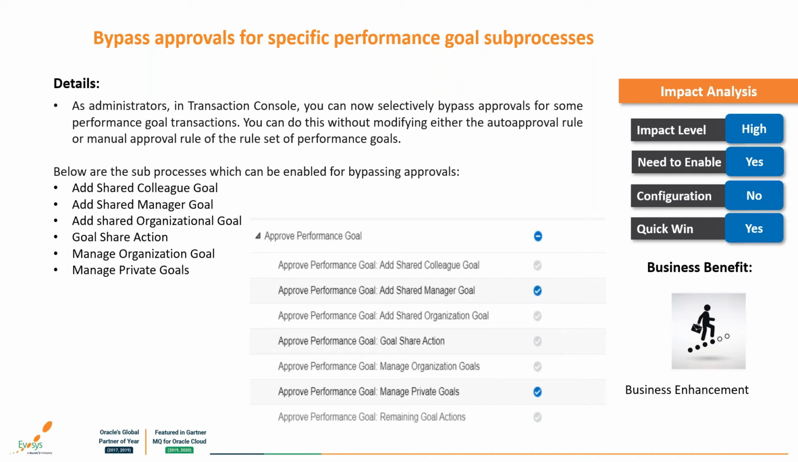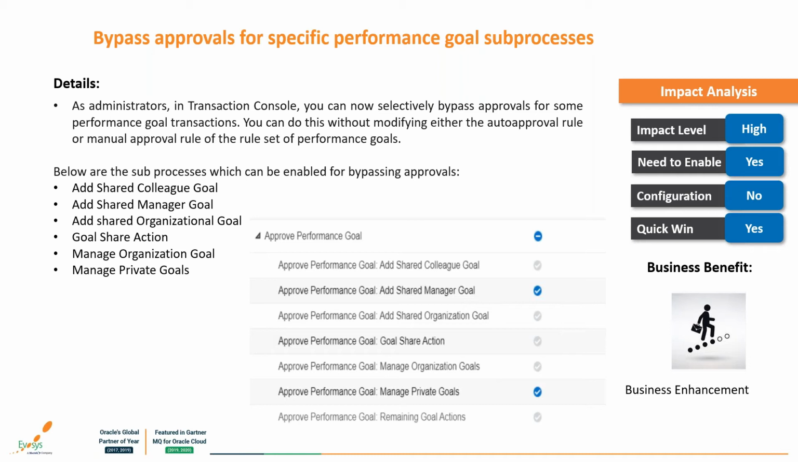The next one is similar to the development goal: we have sub processes for performance goal approval as well. As you can see here, we have these sub processes for bypassing approval. For example, if an employee wants to add a shared colleague goal, then whether you want to bypass it or you want to have an approval. Similarly, for adding shared manager goal, shared organization goal, goal share action, managed organization goal, or for managing private goals. For all these actions, you can set whether you want to have approval or bypass the approval.